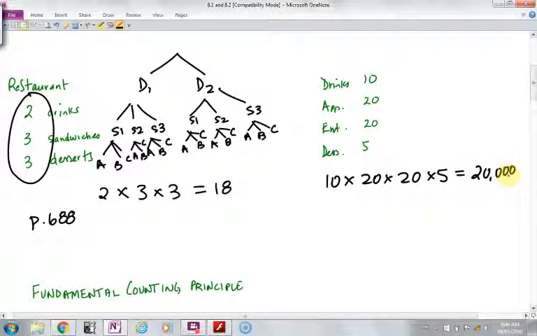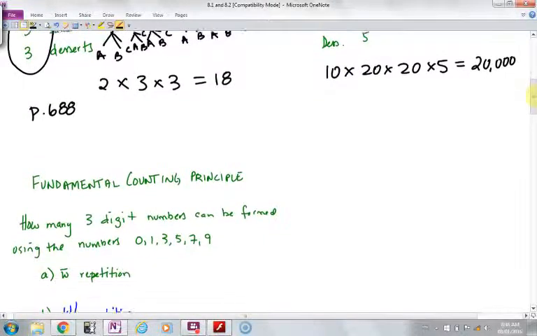So there's 20,000 different meals to choose from, and that's not including the option of not choosing a dessert or not taking an appetizer, okay? Or sharing 2 appetizers. That's just one of choosing one from each category, okay? And that's the fundamental counting principle.